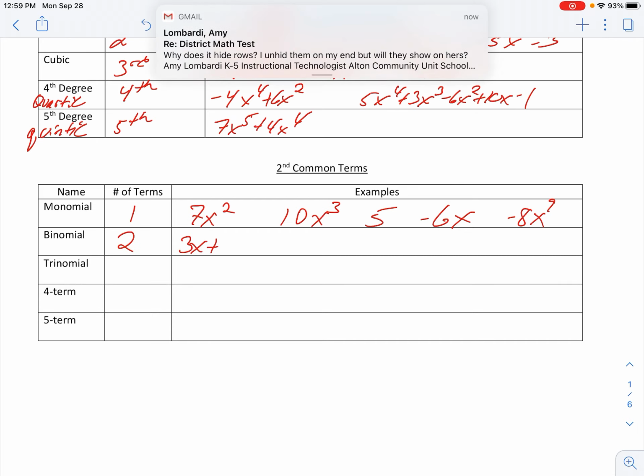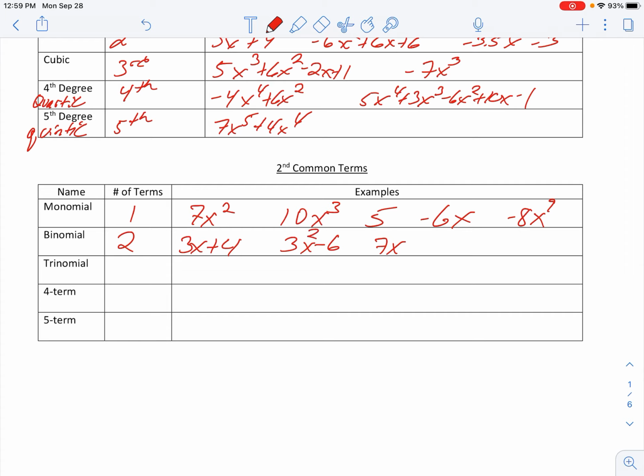Binomials, 2 terms. That could be 3x squared, 7x squared plus 5x, or 10x to the third plus 6x squared. Those are all examples of binomials. Don't really care about the exponents at the moment. We'll bring the first and last name together. Trinomial, number of terms is 3, so like 6x squared plus 4x minus 2, or 7x to the 7th plus 6x to the 5th plus 4. 3 terms there. That's why it's called a trinomial.